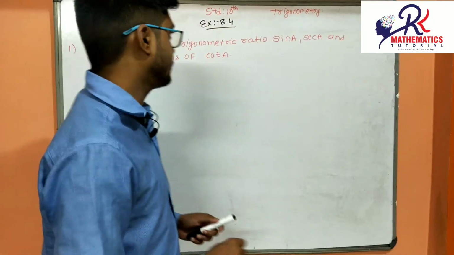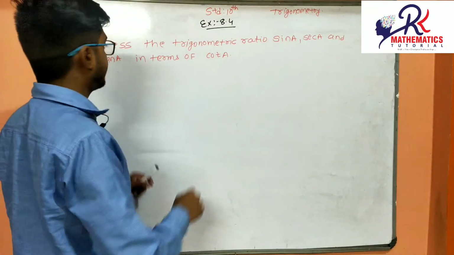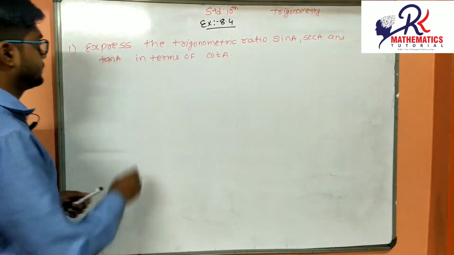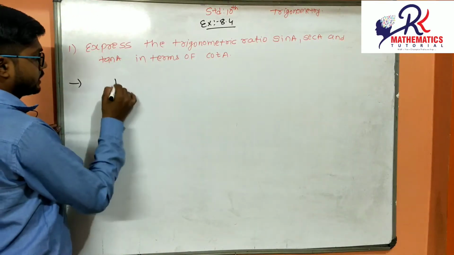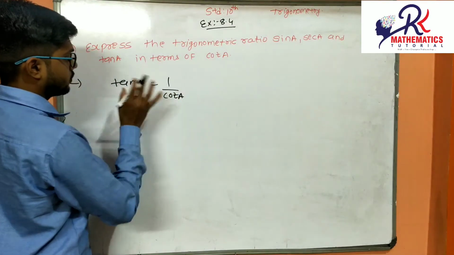Now we are starting with question number 1, which is: express the trigonometric ratios sin A, sec A and tan A in terms of cot A. So we know tan A is the inverse of cot A. So this is for the tan.